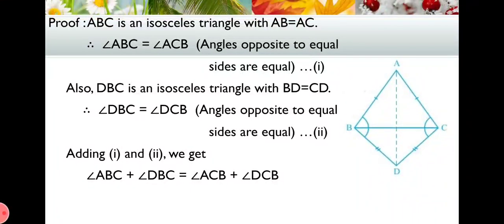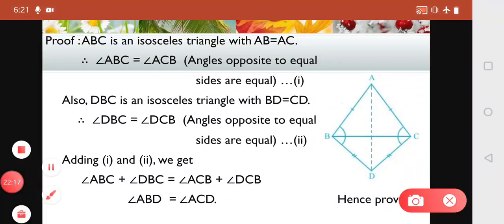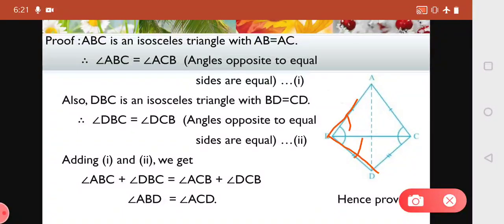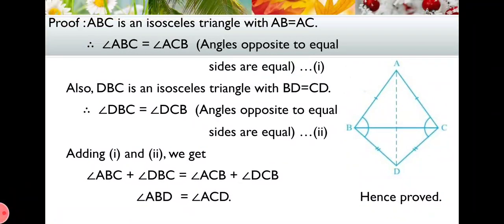So we write angle ABD equals angle ACD. This is angle ABD, the whole angle, which is made of these two angles. Similarly, on the right hand side we get angle ACD, this angle, which is again made of these two angles. Yes, hence proved.